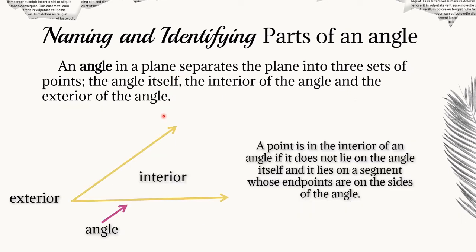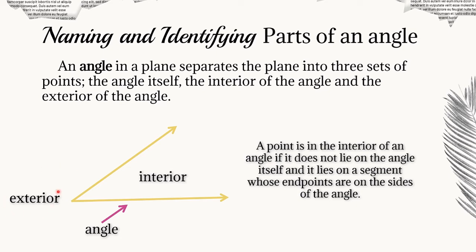In identifying the parts of an angle, a plane separates the plane into three sets of points: the angle itself, the interior of the angle, and the exterior of the angle. A point is in the interior of an angle if it does not lie on the angle itself, and it lies on the segment whose endpoints are on the sides of the angle.